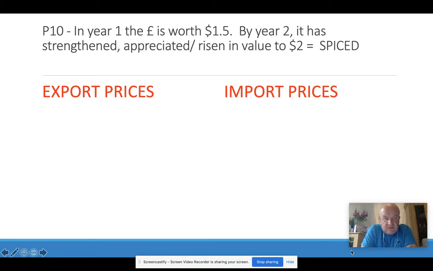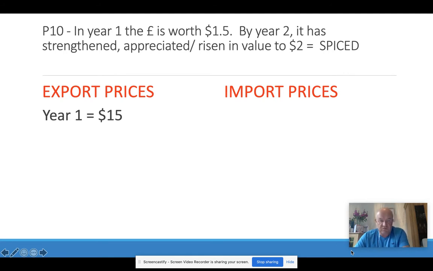Okay, so in this instance we've got a situation where in year one the value of the pound is worth $1.50. However, by the second year, in year 2, that's been strengthened. So the value of the pound has been strengthened. It's appreciated, and it's risen to $2. And remembering that SPICED acronym, which is stronger pound, imports cheaper, exports dearer. Let's see how that has an effect on a certain situation then.